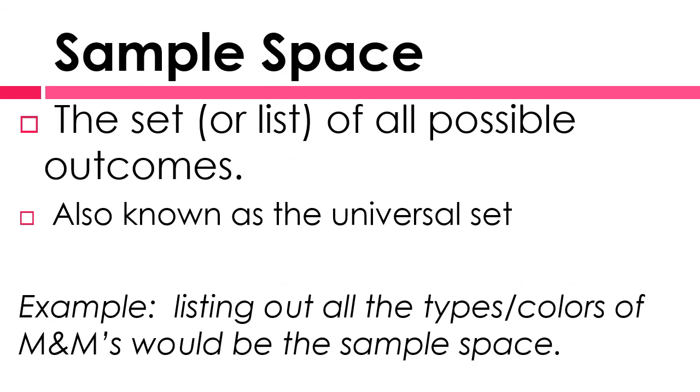The sample space in probability is the set or the list of all possible outcomes. So if I'm flipping a coin, the sample space would be either heads or tails. If I'm rolling a die, then the sample space would be 1, 2, 3, 4, 5, 6, if there are 6 sides to the die. It's also known as the universal set, but we'll talk about what sets mean in a minute. For example, a sample space for M&Ms would be listing out all of the types and the colors of M&Ms. So you can have plain red or peanut red, plain yellow, peanut yellow. Listing all of the possible M&Ms in the bag or in the dish would be the sample space.